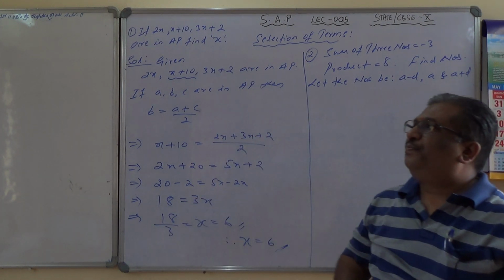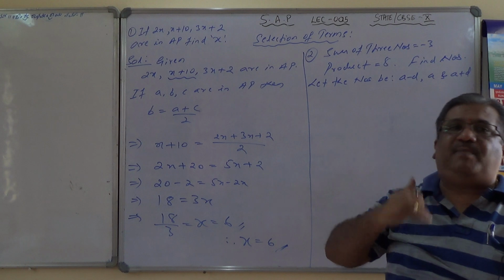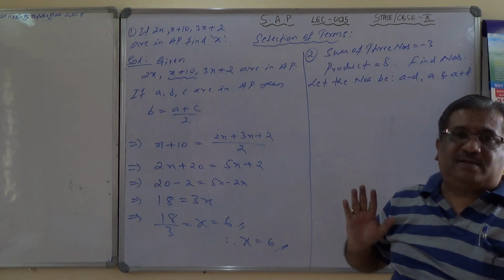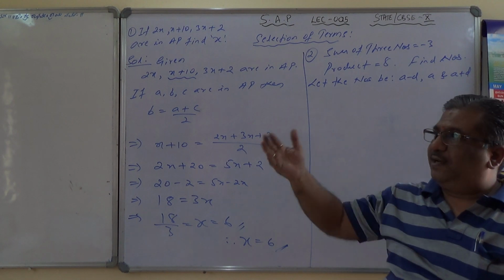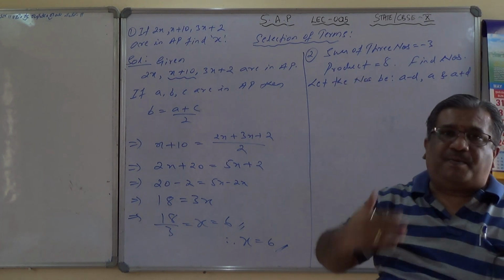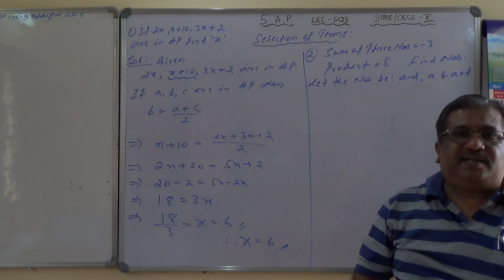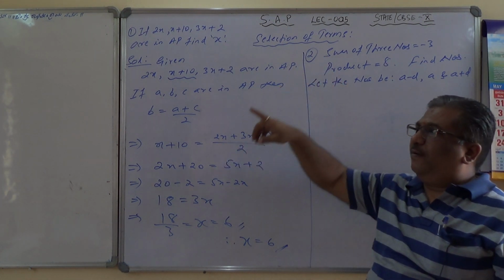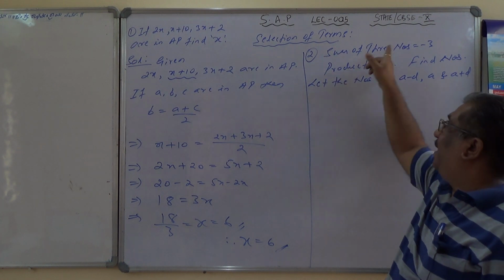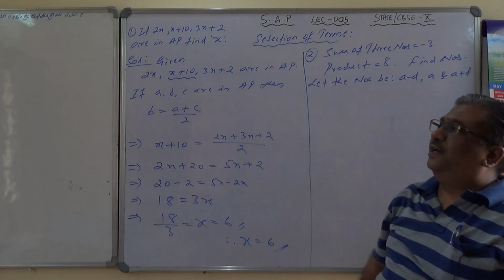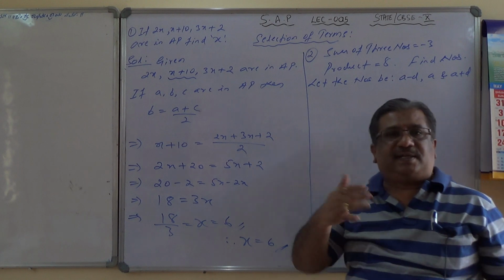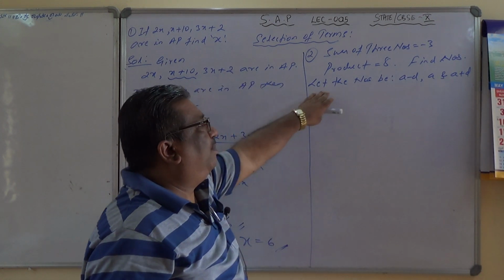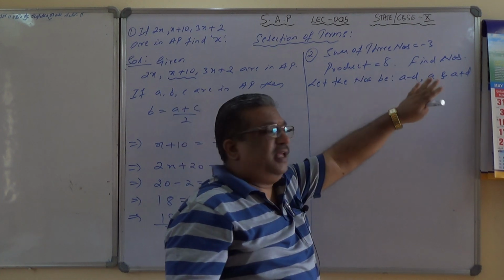How he gives it: the sum of 3 numbers in AP, he says. It is not that simply the sum of 3 numbers. He has given example 2. If you open your RD Sharma book and check it, what he gives is: if the sum of 3 numbers in an AP is minus 3 and the product of the 3 numbers is 8, find the numbers in the arithmetic progression. And therefore, let the numbers be a minus d, a and a plus d.